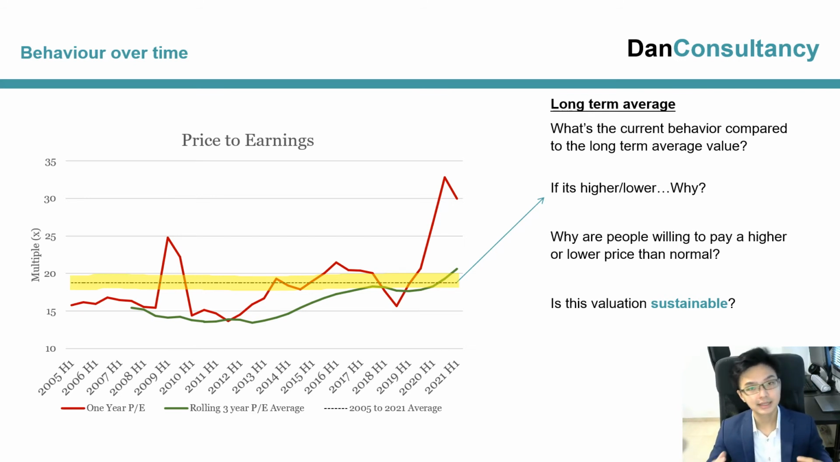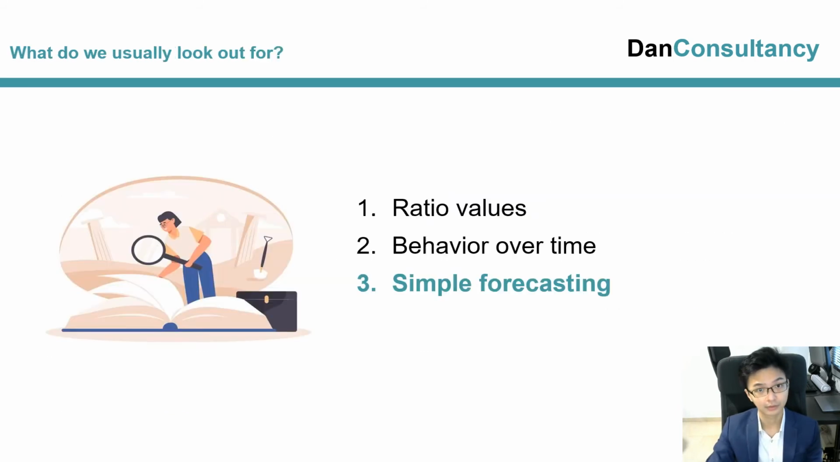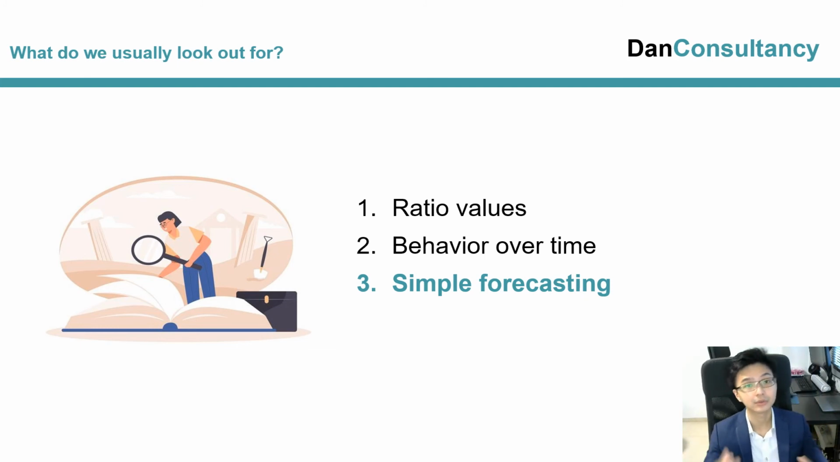Lastly, we need to understand if the current valuation is sustainable. And if it is not sustainable, what shall we do? Should we increase or should we decrease our risk exposure? Now that covers the thought process when we are examining the behaviors of the different ratios.